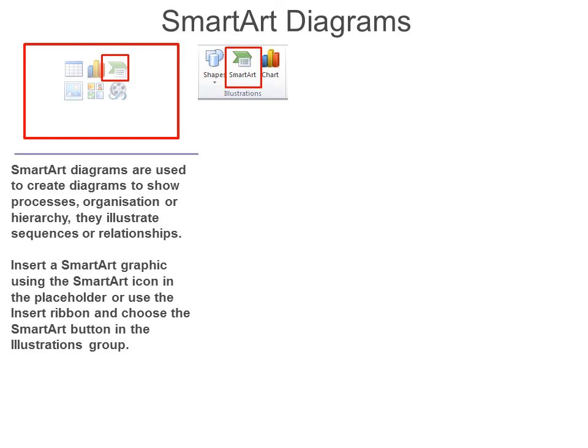Smart Art Diagrams. Smart Art diagrams are used to create diagrams to show processes, organisation, or hierarchy. They illustrate sequences or relationships. Insert a Smart Art graphic using the Smart Art icon in the placeholder, or use the Insert ribbon and choose the Smart Art button in the Illustrations group.